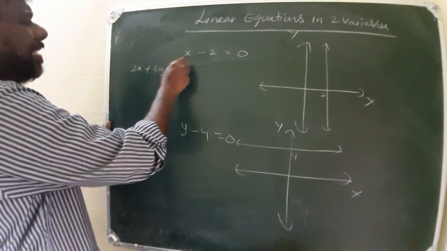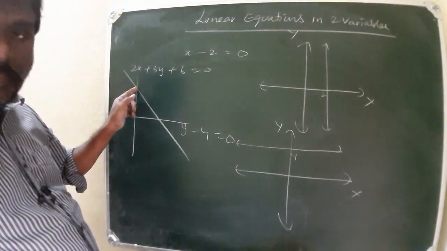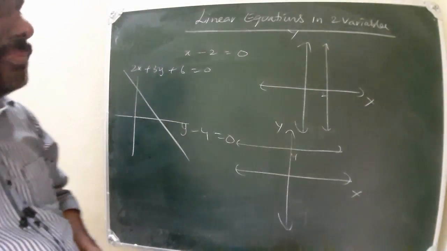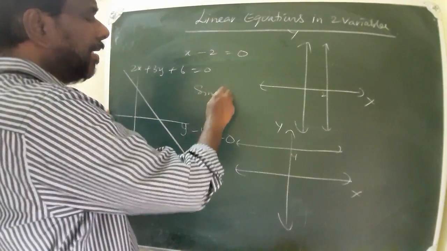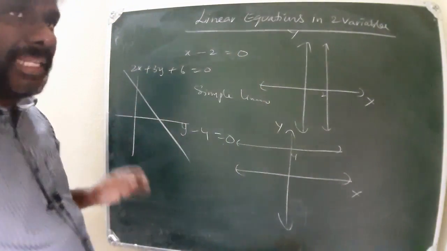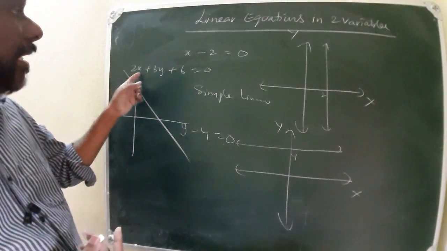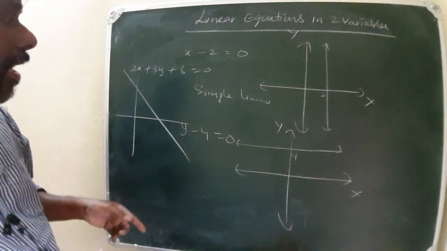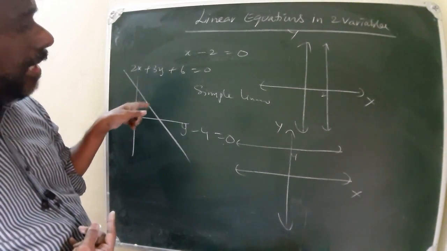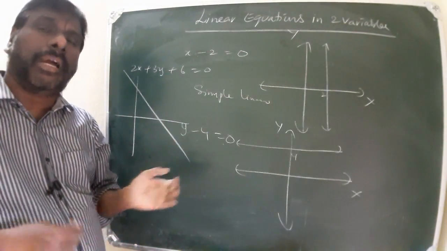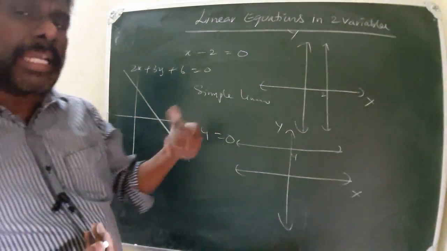For example, 2x plus 3y plus 6 equal to 0. If you draw this kind of linear equation, it always intersects the x axis as well as the y axis. So from this what do you observe? Single variable linear equations are called simple linear equations. These two are called simple linear equations. Simple linear equations are always parallel to the x axis or the y axis. But general linear equations, the two variable equations, always intersect both the x and y axes. So when you are discussing the general linear equation along with the simple linear equation, you have to consider both. Okay, our chapter is linear equations in two variables, but we have to consider the single variable equations also.